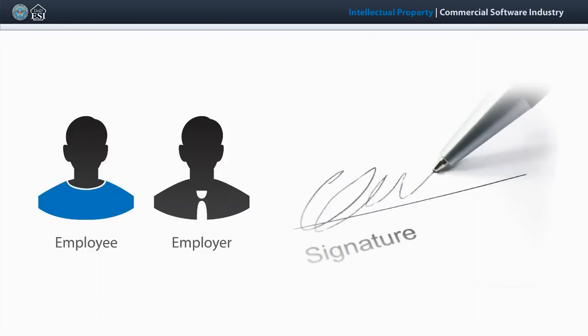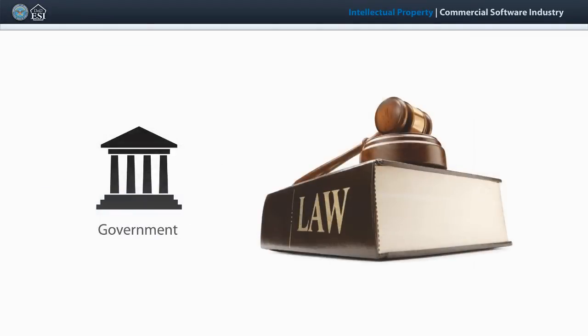As for IP ownership between employees and employers, this is usually governed by a document signed as a condition of employment, granting all right, title, and interest to such IP over to the employer. In the government, this is governed by statute.